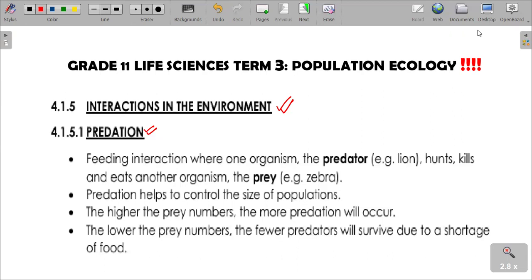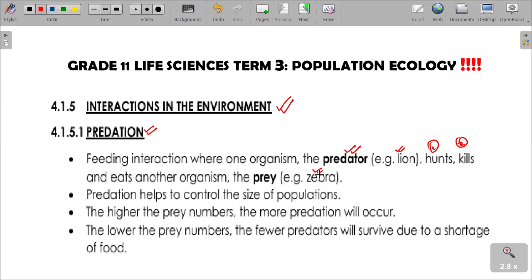Without wasting any time, we are going to talk on population ecology, interactions in the environment. First and foremost, I'm going to be presenting on predation: the feeding interaction where one organism, the predator, for example a lion, hunts, kills, and eats another organism, the prey, or the organism that it preys on. That is, for example, a zebra.